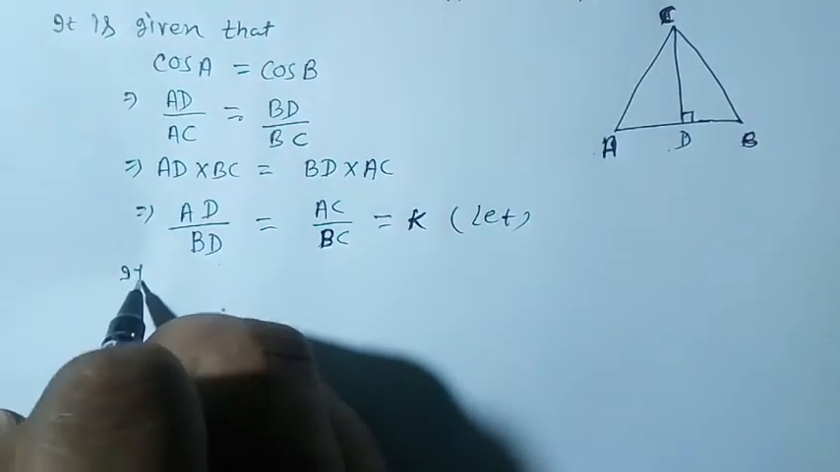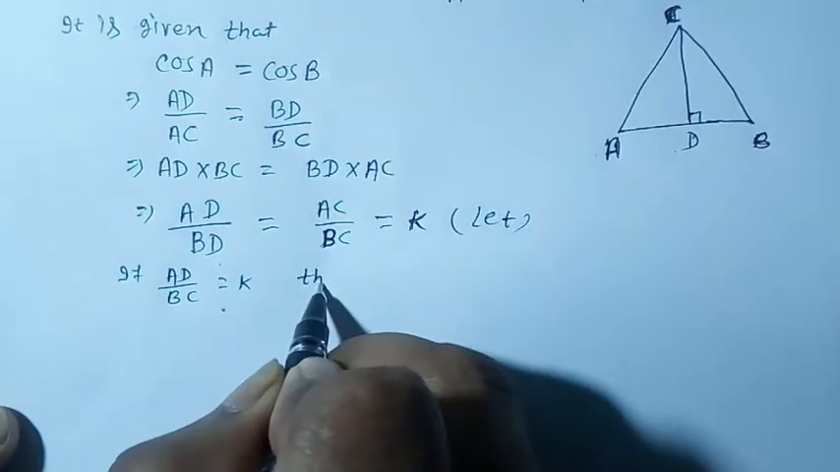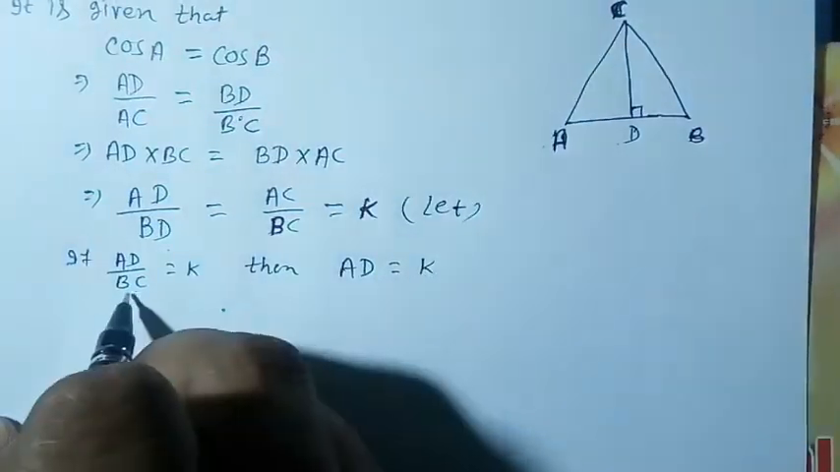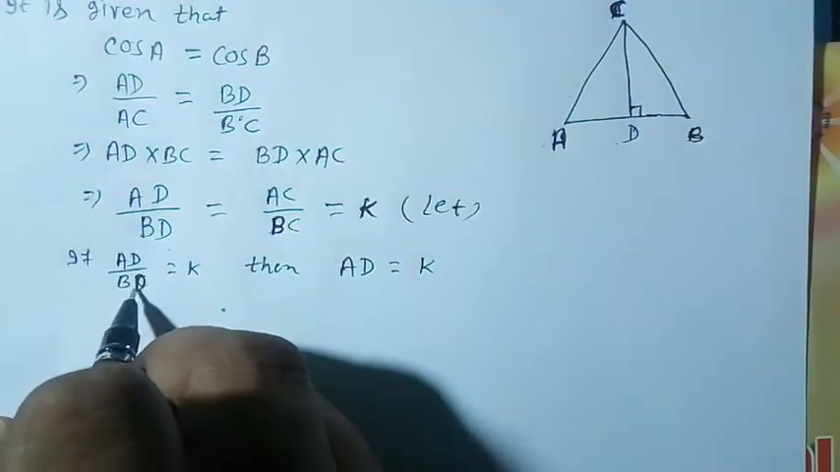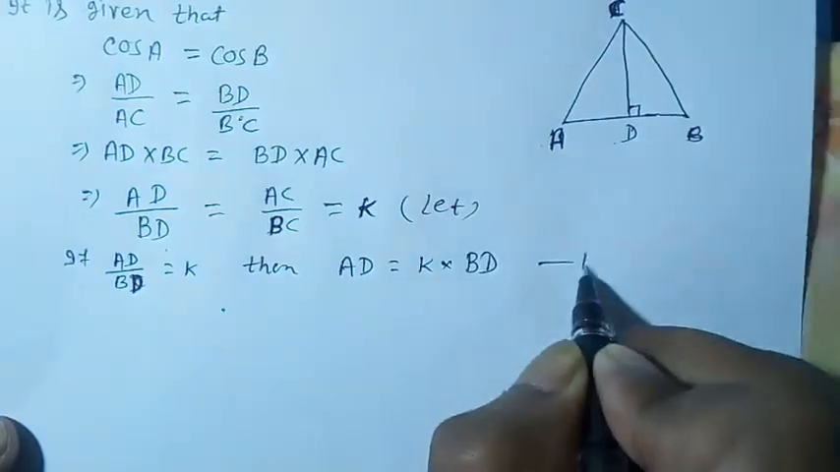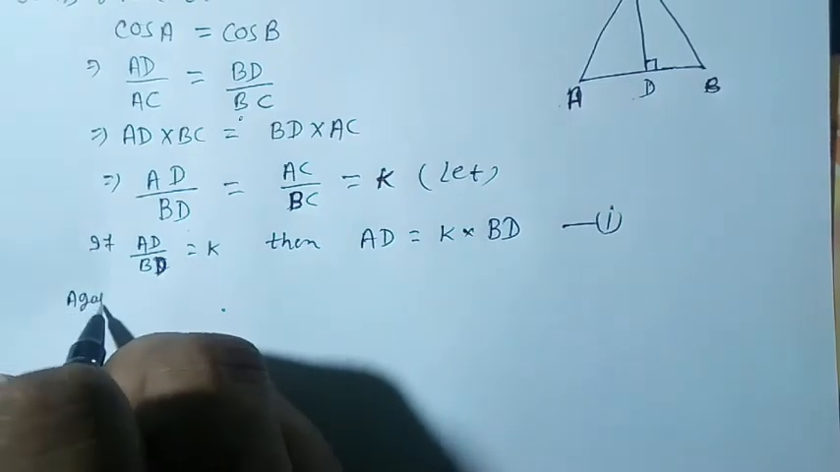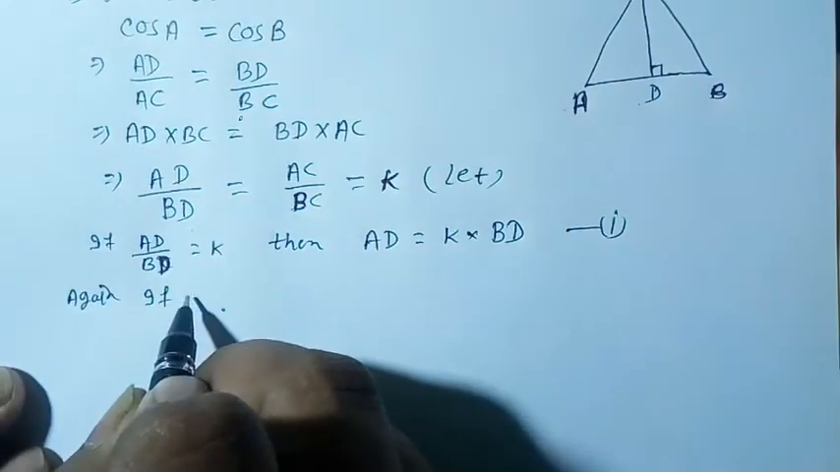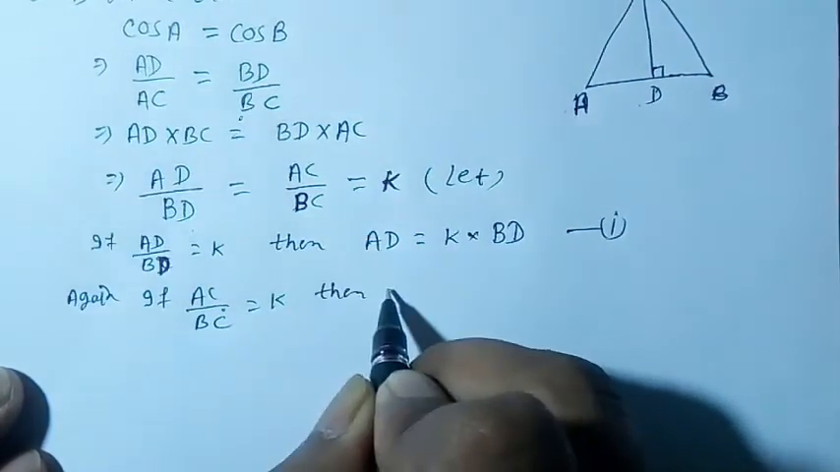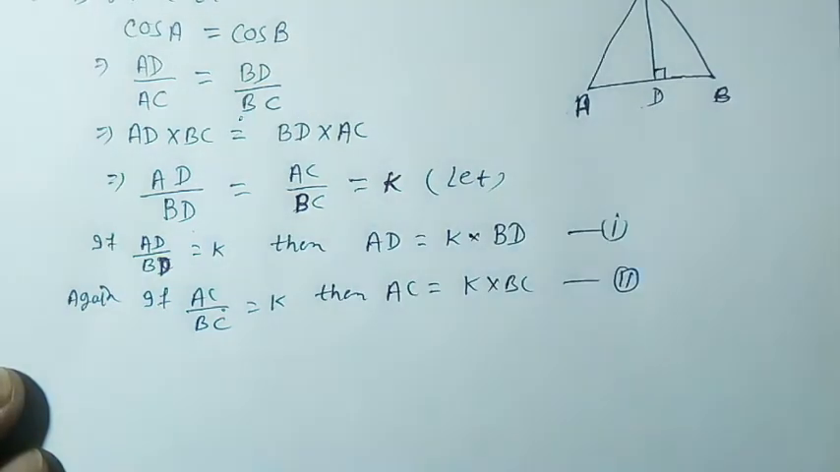If AD by BC is equal to K, then AD is equal to K into BD. Equation 1. Again, if AC by BC is equal to K, then AC is equal to K into BC. Equation 2.